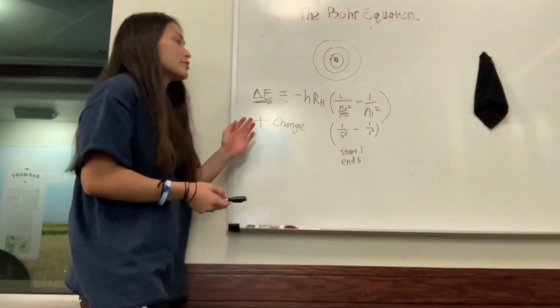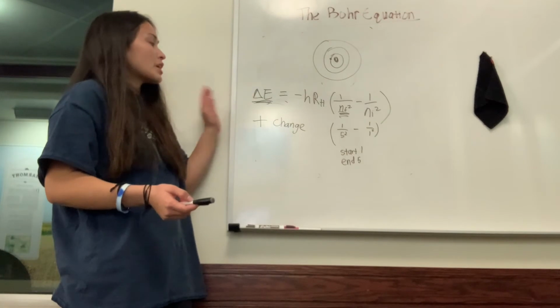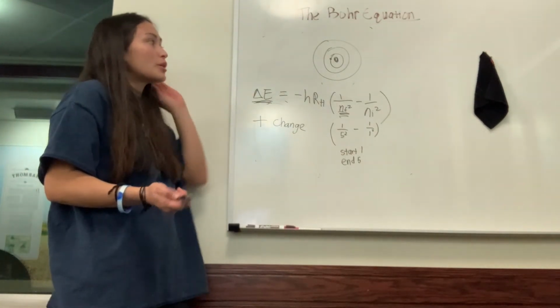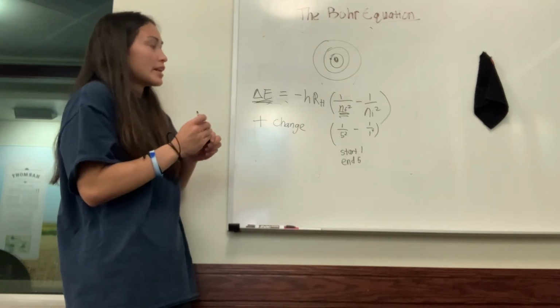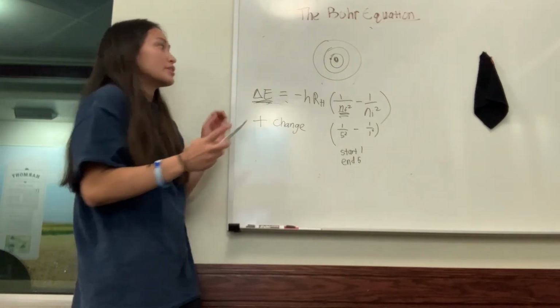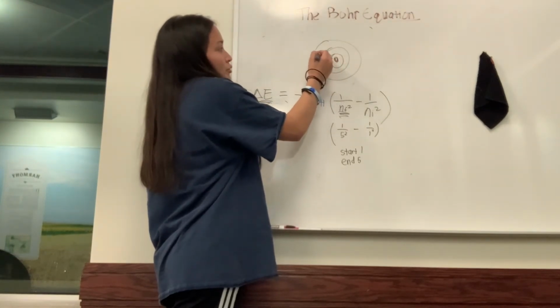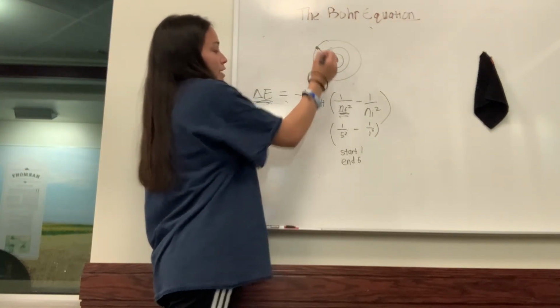So when our answer in the Bohr equation gets a positive energy change, what does that mean? Well, that simply means that energy was being absorbed. So we started here at a lower energy state and we absorbed photons, and now we're in a higher state.